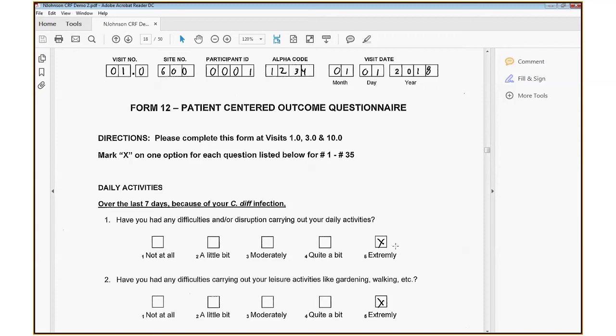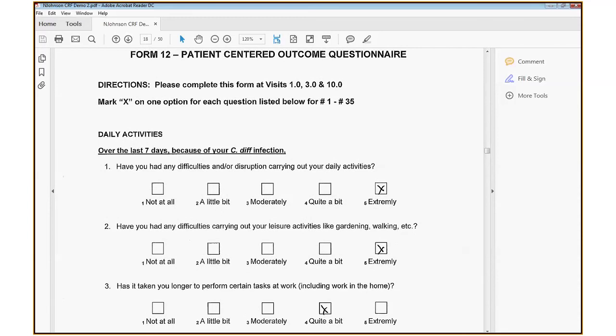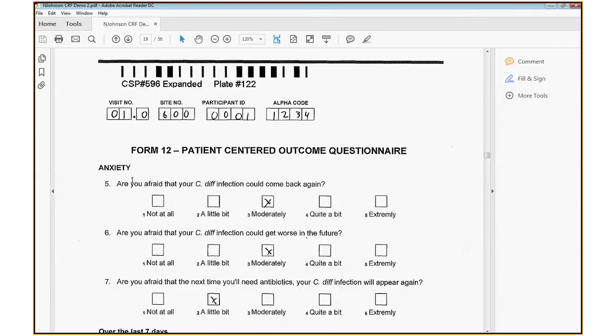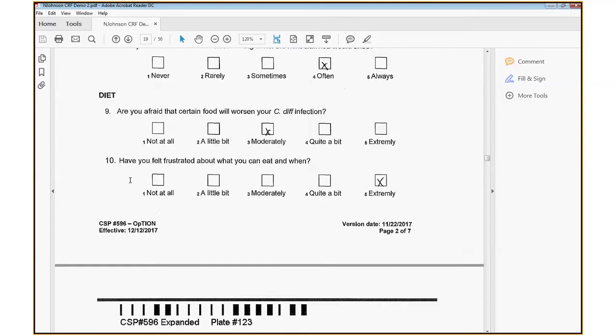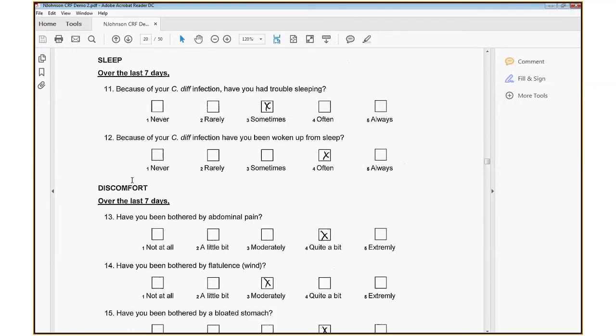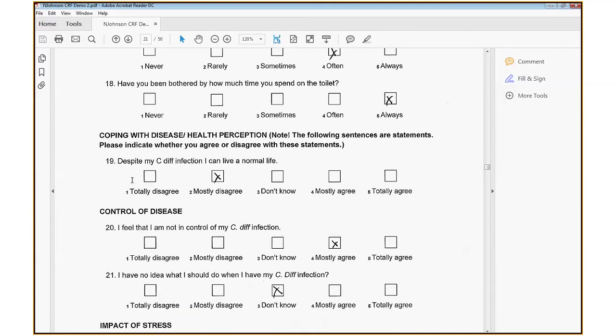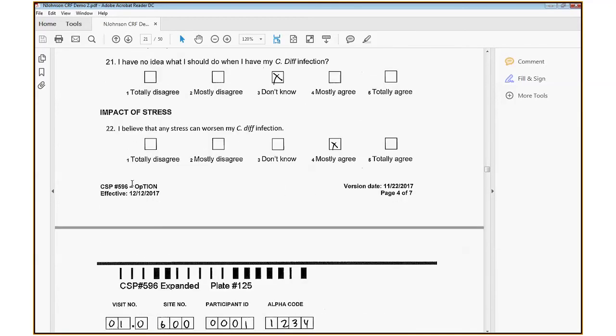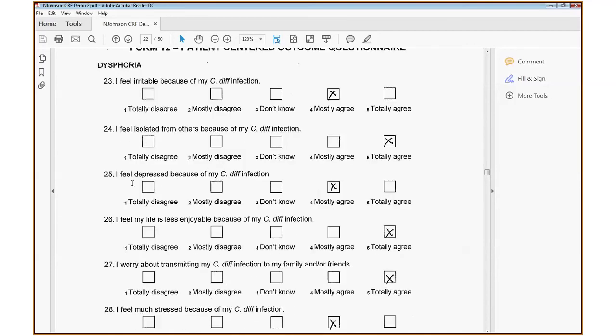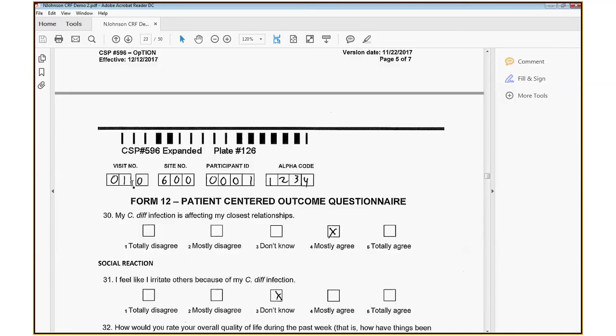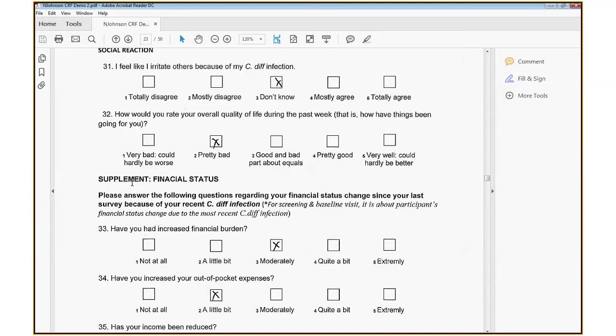If the patient does have any questions, try your best not to coach them. Just let them know that basically they should answer to the best of their ability and that there are no wrong answers. This will ask them questions based on their daily activities, their anxiety, their diet, their sleep, discomfort, coping with disease and health perception, the control of the disease, the impacts of stress, dysphoria, relationships and social reaction, and financial status.